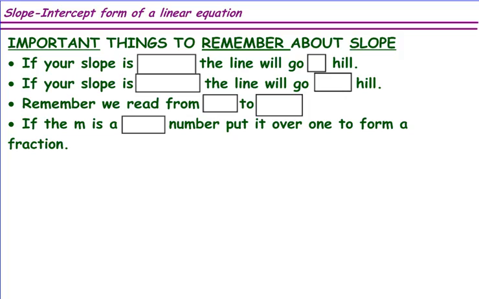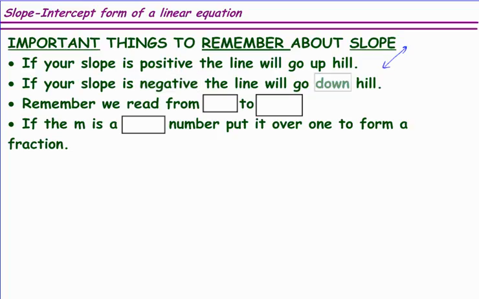Today we're going to talk a little bit more about slope-intercept form of a line and graphing and all those other fun things. Okay, so very important things you have to remember about slope. If your slope is positive, then the line goes uphill, and that means on your graph it'll look something like that. Now, if your slope is negative, the line will go downhill, which means if you went from left to right, you'd be going down a hill.